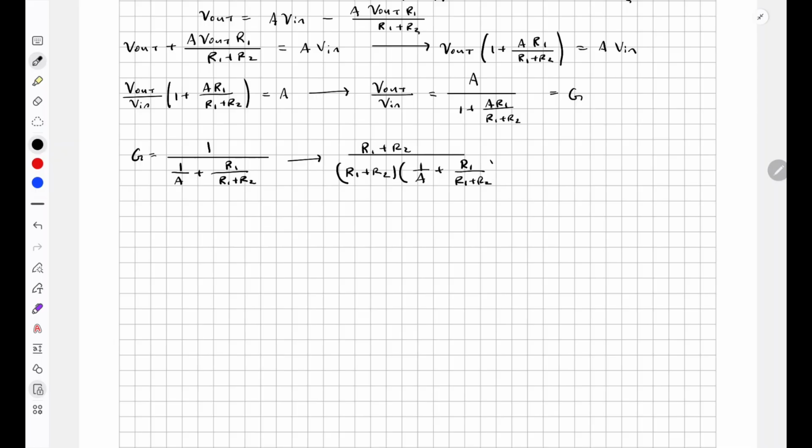And the reason why I do this is because now R1 plus R2 will cancel out on the second term in the denominator. So it's R1 plus R2 divided by A, but then it cancels out for the second term, so just R1 is left.